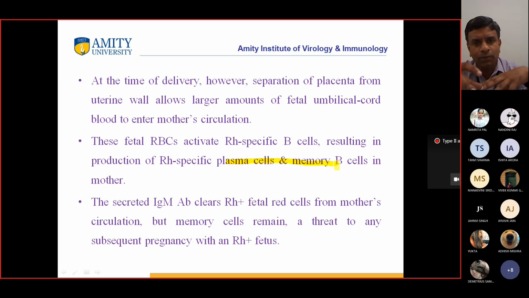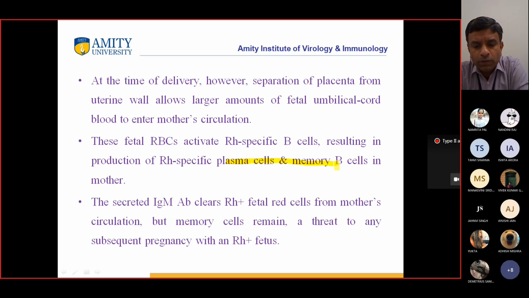B cells will secrete antibodies. Those antibodies will go and bind to those RBCs and clear them from the mother's circulation, right? So the baby's RBCs that came in got cleared, right? But memory cells will always remain, right? The job of memory cells is exactly this: even after 10 years, 20 years, when the same antigen comes, these memory B cells get activated and start producing antibodies, right?